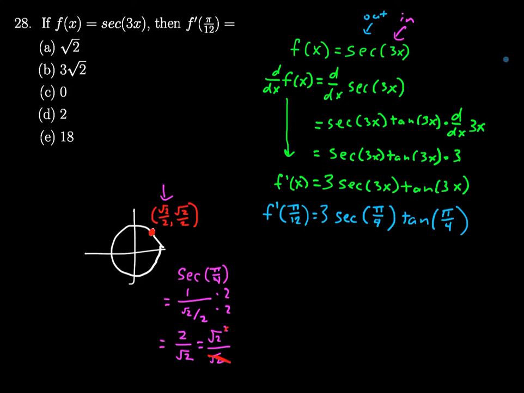So all this work just to find out that the secant here is just root 2. I have a 3, so 3 times root 2. Tangent of pi over 4: tangent is sine over cosine. Sine is root 2 over 2, cosine is root 2 over 2. When you divide them, you get 1. So my answer is 3 root 2, which is answer choice B.